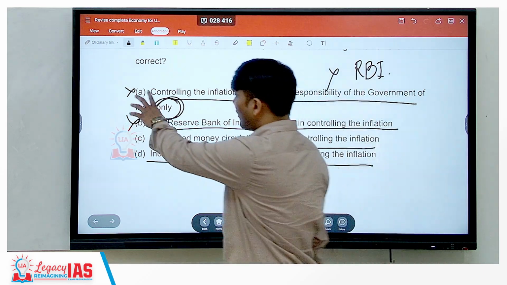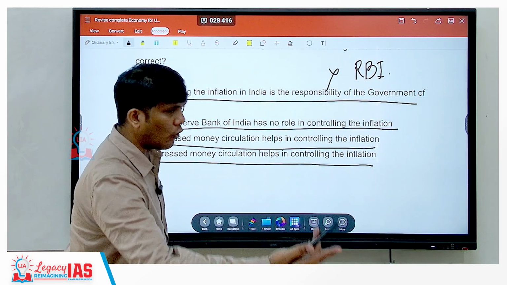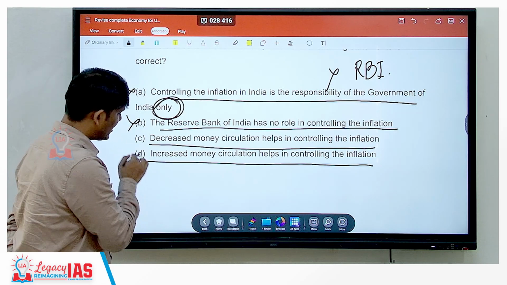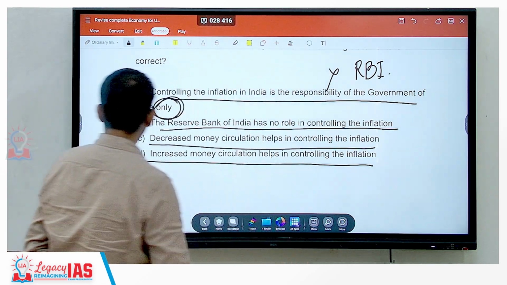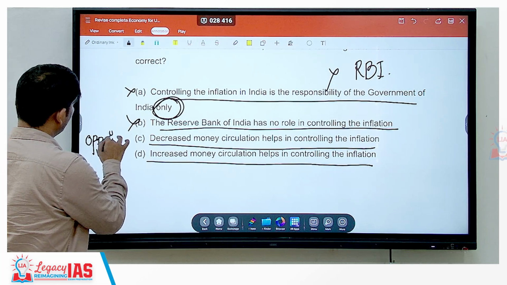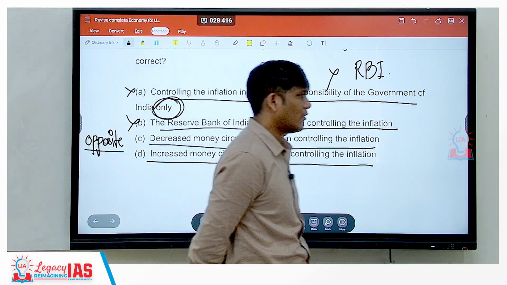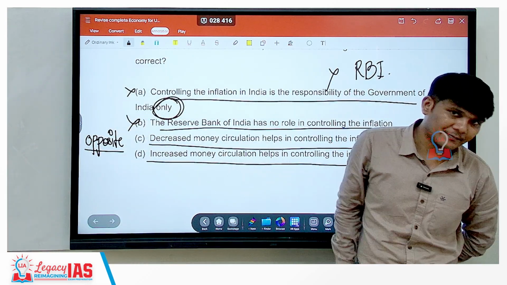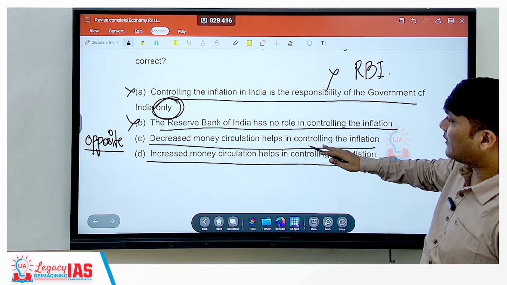Now even if you were confused in option A and B, you should know that the answer should come from option C and D only. Why? That is because these two are completely opposite options. So one of them will be right. Let's see which one. Decreased money circulation helps in controlling inflation?